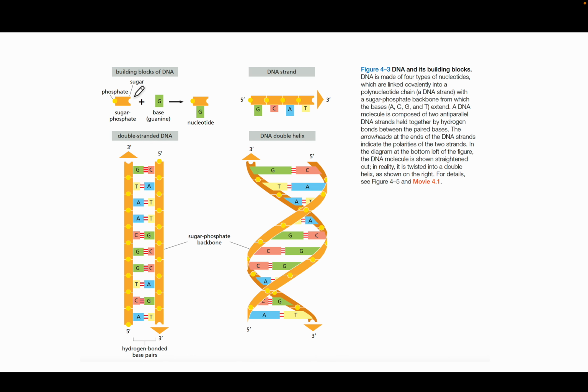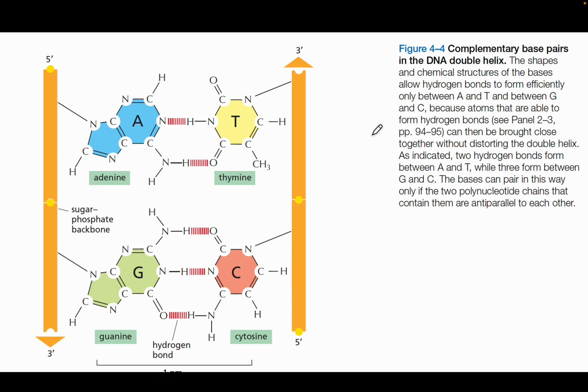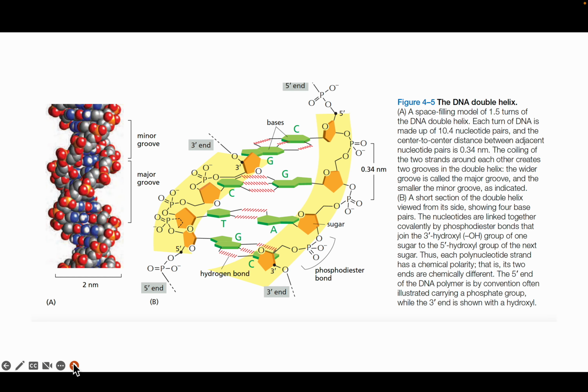Now some review of the building blocks of DNA. We know that sugar and base form a nucleotide, and then this is a double stranded DNA with 5 prime to 3 prime and 3 prime to 5 prime orientation. So DNA forms a double helix. We can see complementary base pairs in the DNA double helix. Adenine bonds with thymine, guanine bonds with cytosine, and adenine to thymine there is a double hydrogen bond, and guanine to cytosine there is a triple hydrogen bond. So this is the DNA double helix we have already covered and discussed.